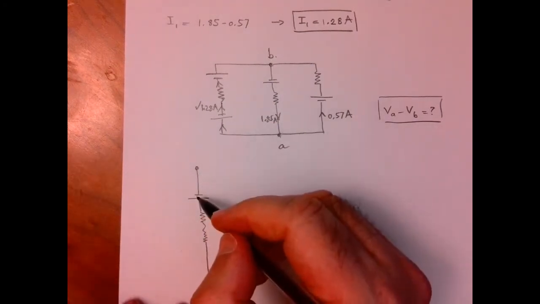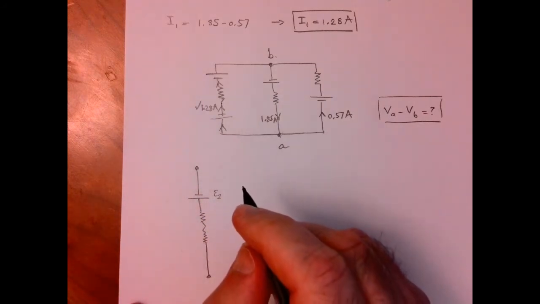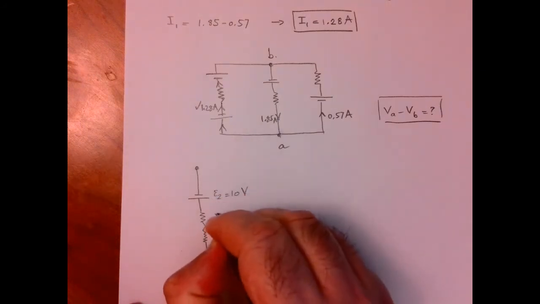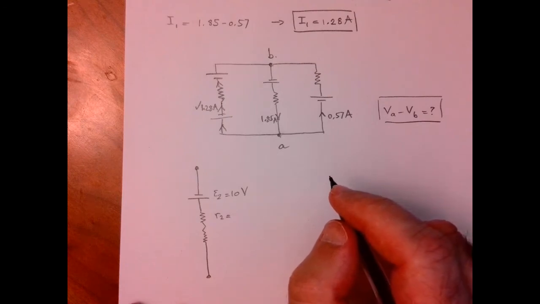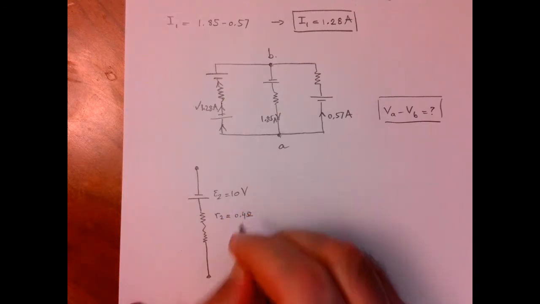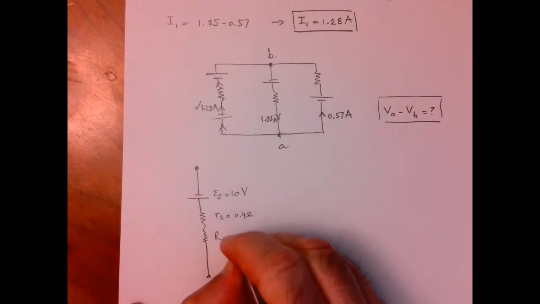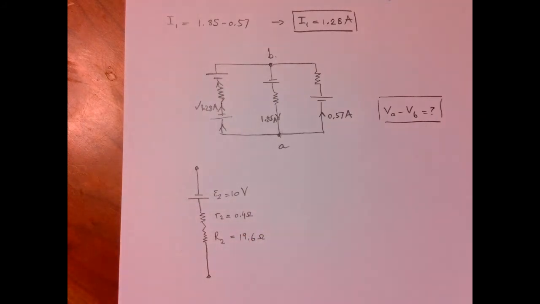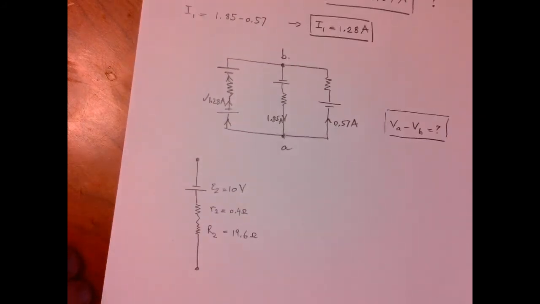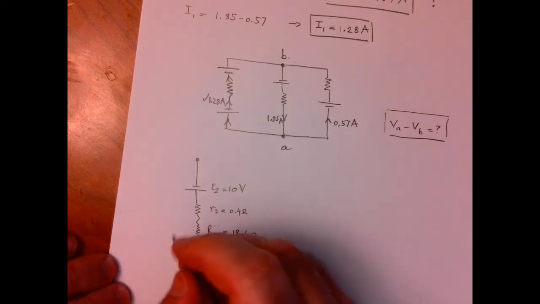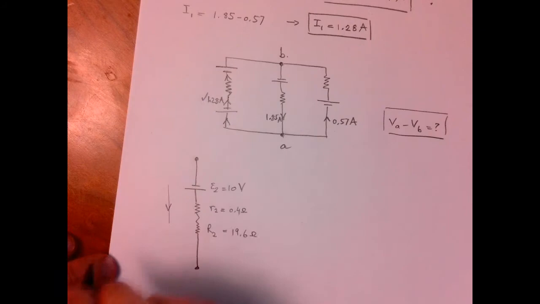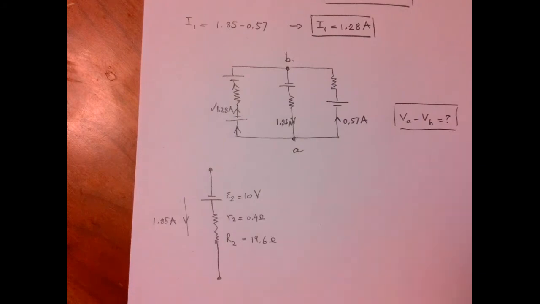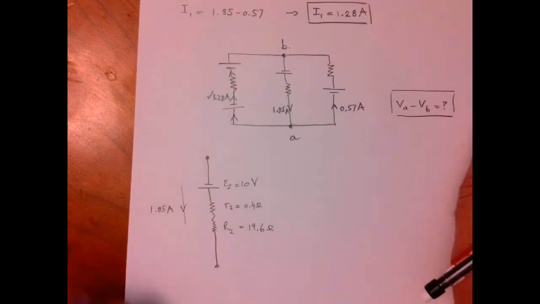So I'm drawing this part of the circuit again. This is E2, which we know is 10 volts. This is the internal resistance of that battery, little r2. It was 0.4 ohms, and this is the big R2, which is 19.6 ohms. And again, by now we know, as we saw before, that we have a current flowing in this direction with a current of 1.85 amps.